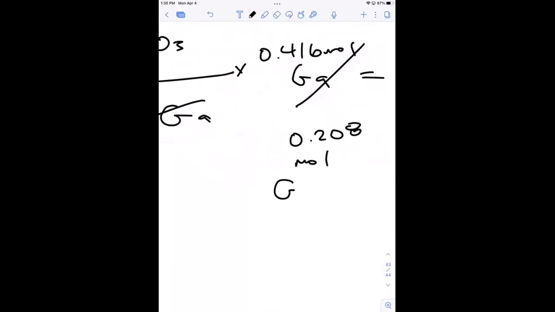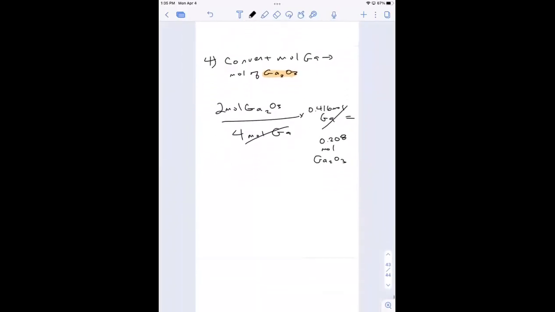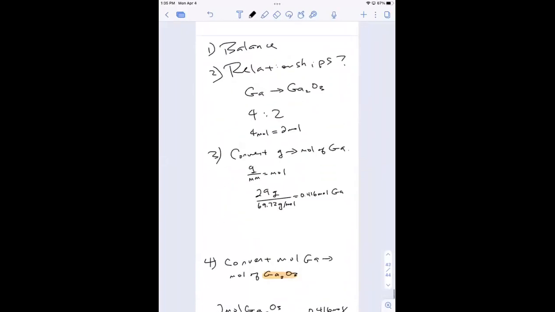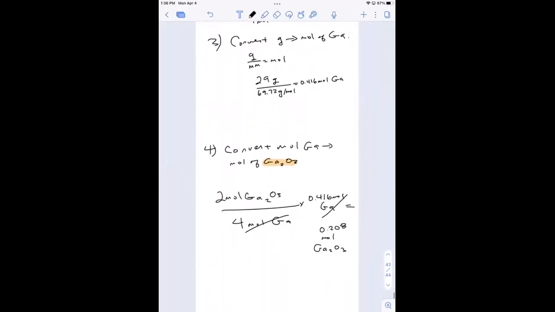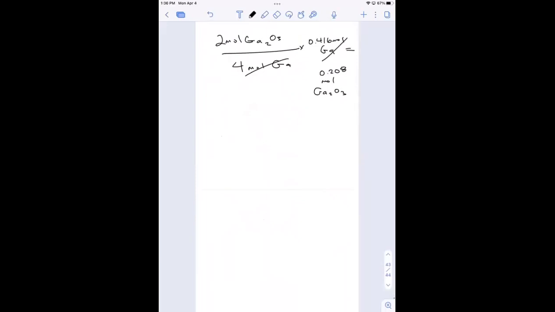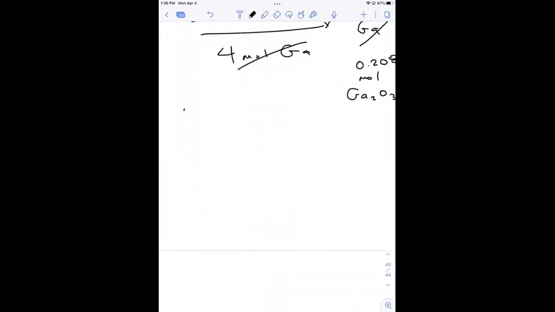So this will be 0.208 moles of gallium oxide. All right, so we found the moles of gallium oxide. Now, the question asked us to do what? Find the mass. How do we do that? We're going to go from moles to grams. That'll be our final step.